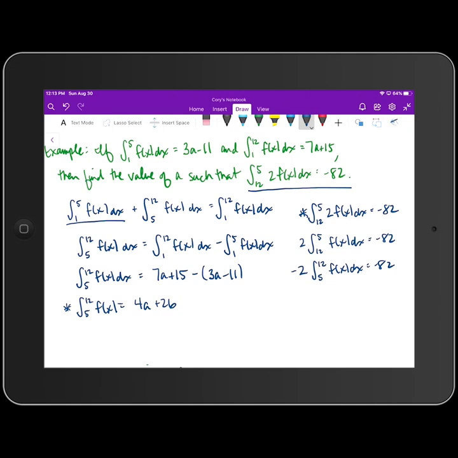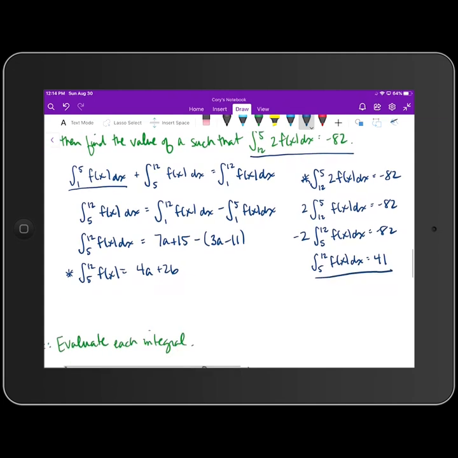So if I want to isolate that integral, I have to take my equation and divide both sides by negative 2. So negative 82 divided by negative 2 is going to be 41. Okay, so once I know that that integral is equal to 41, I'm going to replace that integral over here with 41. And then when I solve for a, I'm going to subtract 26, which makes 4a equal 15, and a equal 15 over 4.